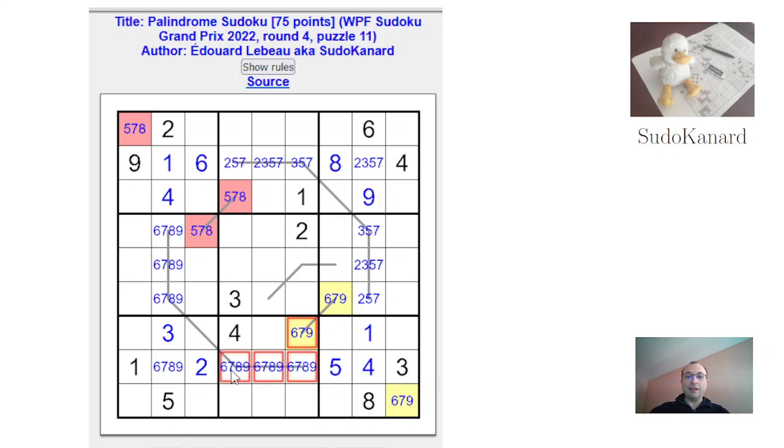And then we get a quadruple here. That's a 6, 7, 8, 9 quadruple. And one impact is that this digit is different from those ones, and it must be equal to this one. So this is not 8.